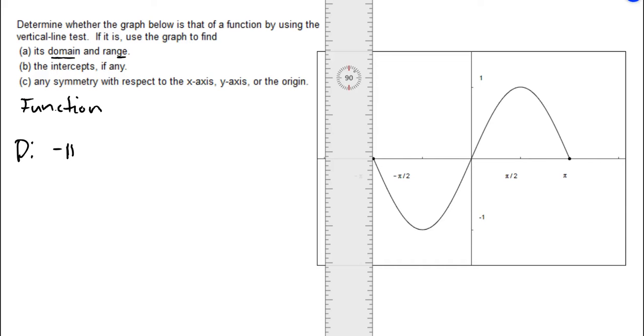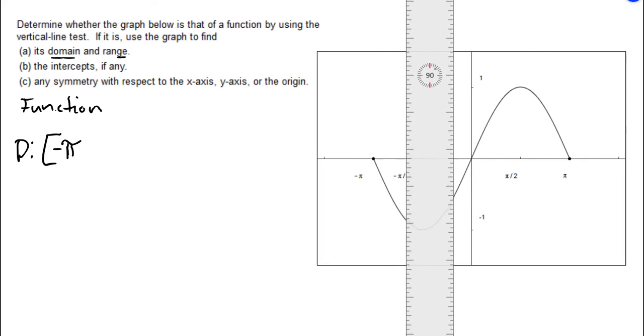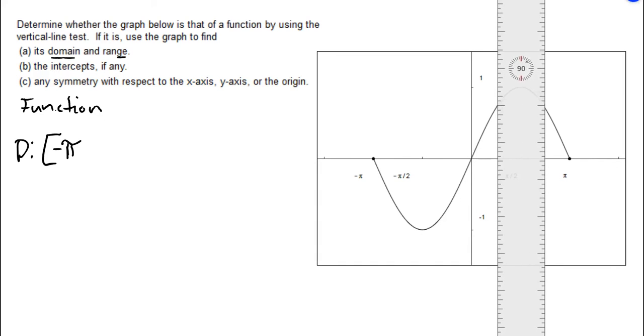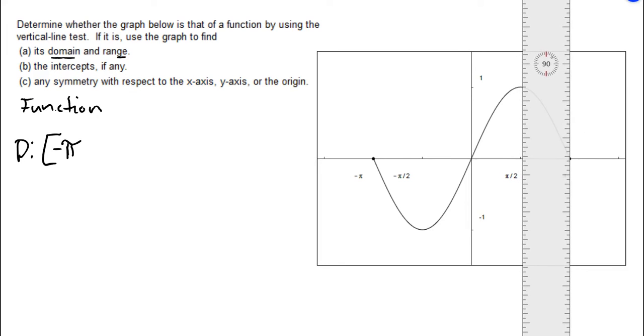So my domain starts at negative pi, and that point is included in the graph, so I'm going to use a bracket on that negative pi. As I sweep from left to right, my ruler is still hitting the graph, so all of these values will be included in the domain, but we will stop right here at pi. That's the last time that the ruler will hit the graph. So my domain is from negative pi to pi.